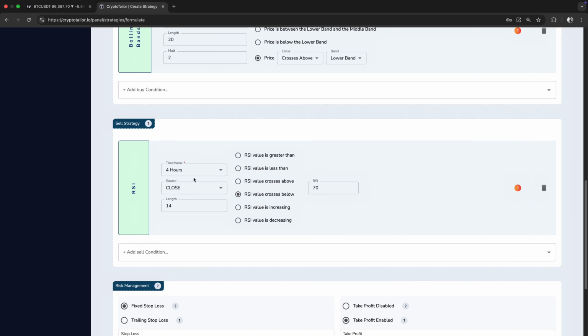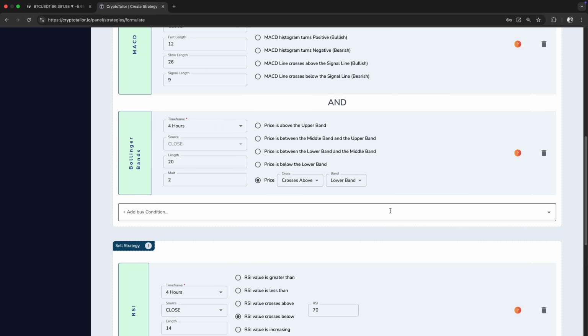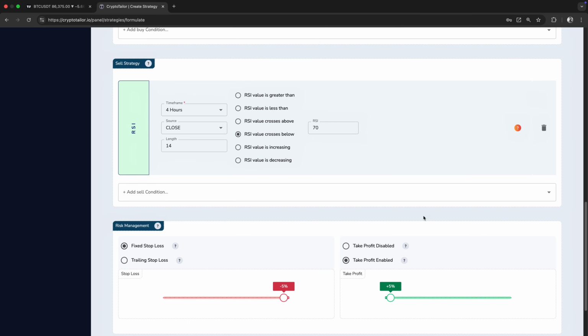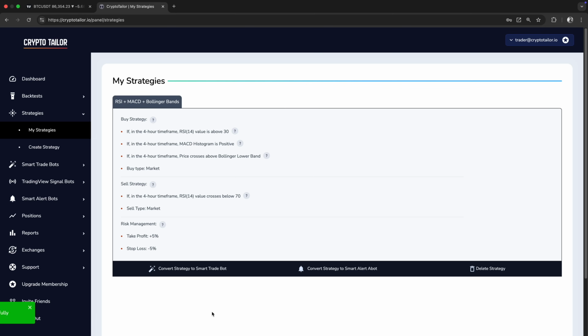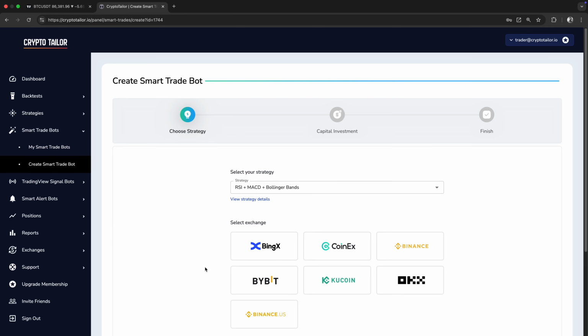But depending on your strategy and the time frames used in the indicators, you must adjust these values to fit your trading style. A shorter time frame may require a smaller stop loss and take profit since price moves faster, while a longer time frame may need a wider stop loss to avoid getting stopped out too early. It's important to test different settings to find what works best for your strategy. And by clicking on Save, our strategy is created. Next, selecting Convert the Strategy to Smart Trade Bot allows us to automate our strategy in 3 simple steps.